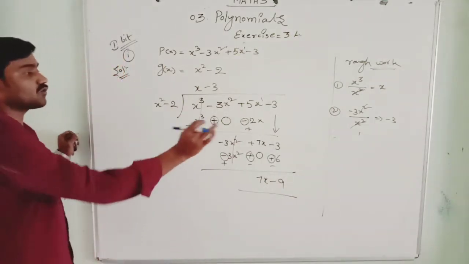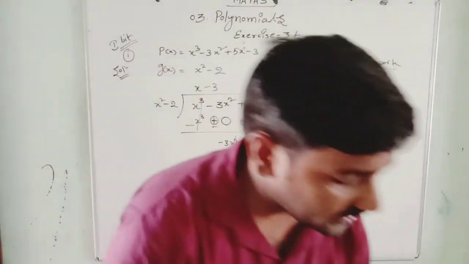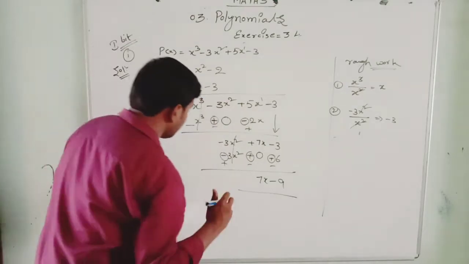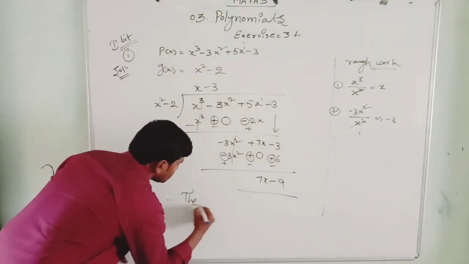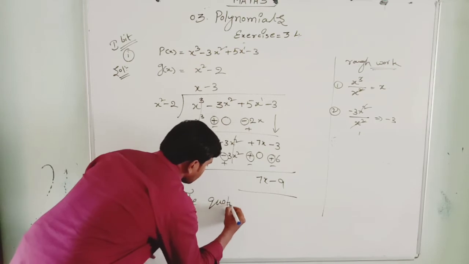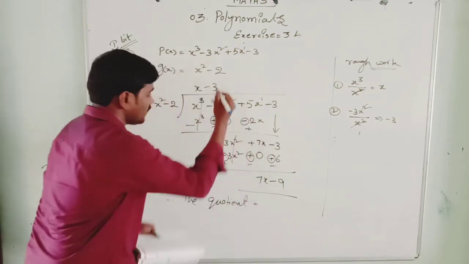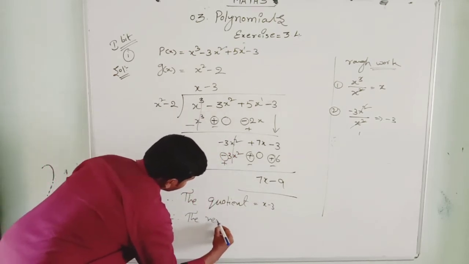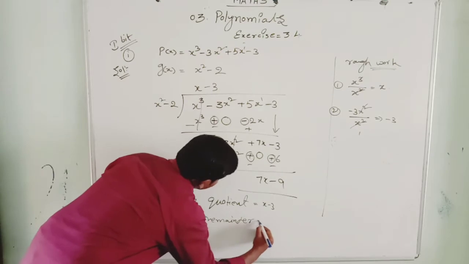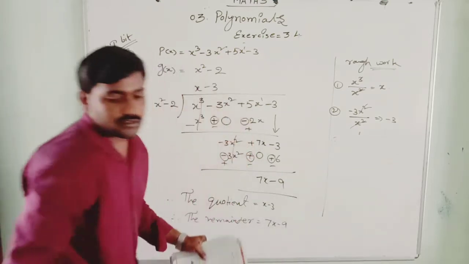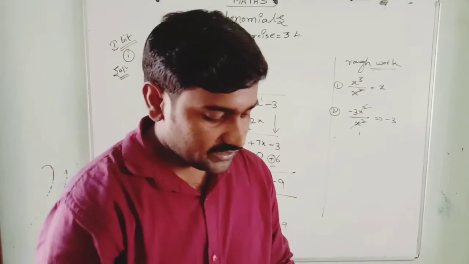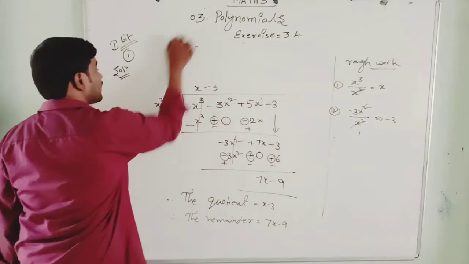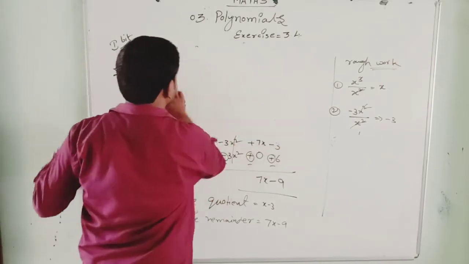As asked, what is the quotient and remainder? In the question they asked clearly to find the quotient and remainder. Therefore, the quotient is equal to x minus 3 and the remainder is equal to 7x minus 9. With this we can solve this problem. I hope you understood, or not? Second problem I will solve again, then you can understand again clearly.